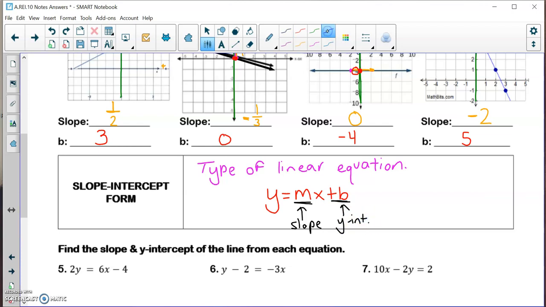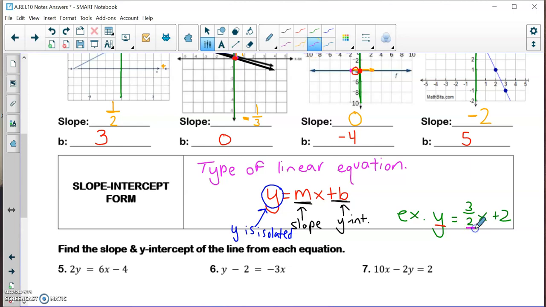And something important to note is that y is always isolated when we are dealing with slope-intercept form. So remember that word isolated means that it's alone by itself with a coefficient of 1. So an example of a linear equation in slope-intercept form would be something like this. y is equal to 3/2 x plus 2. y is isolated, so that's how I know this is in slope-intercept form.